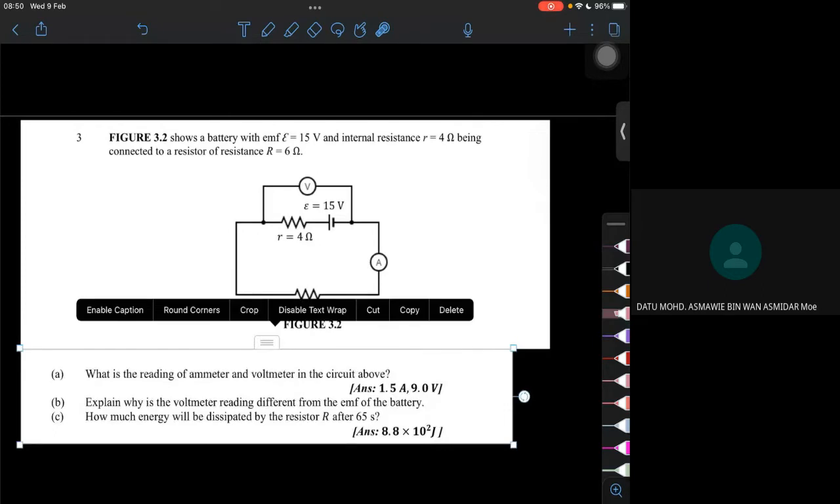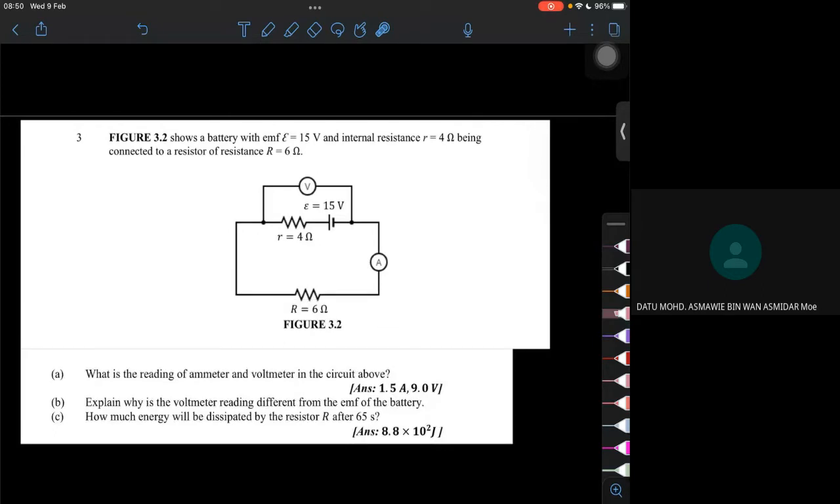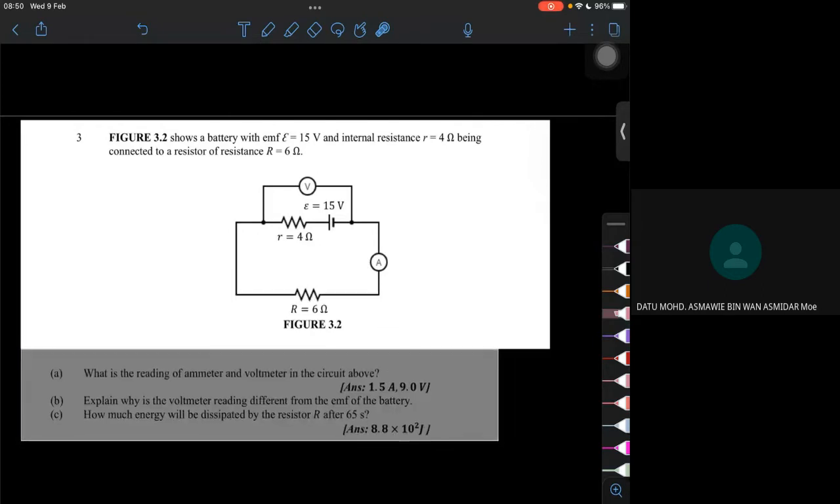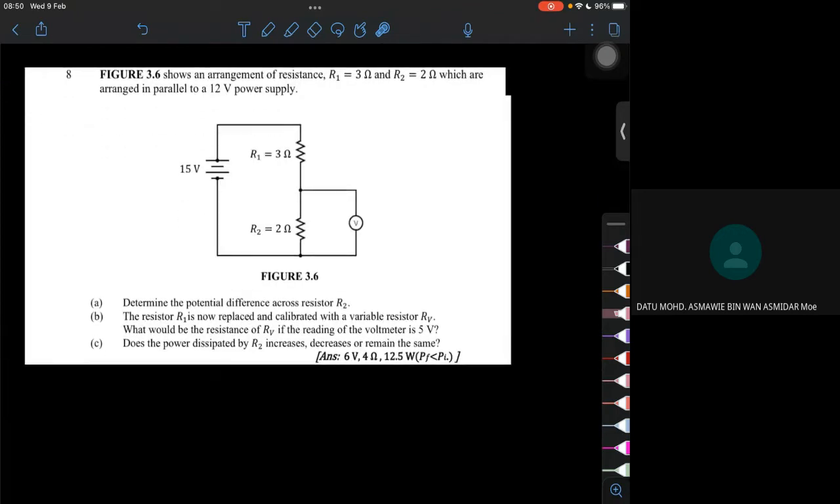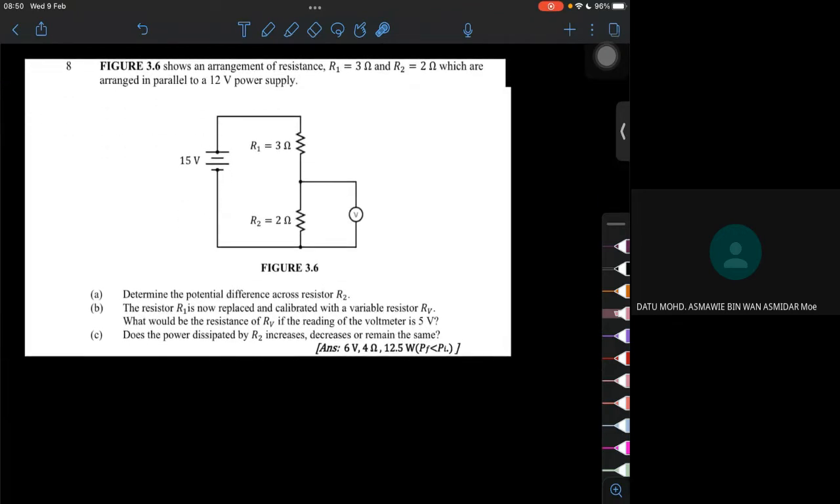Since ada beberapa soalan yang kita belum buat lagi, kamu just buat soalan a few question, right? Okay, before masuk part 1, kita masuk yang where is it? Okay, soalan 8 dan 9 dahulu, which is soalan berkenaan dengan potential divider.